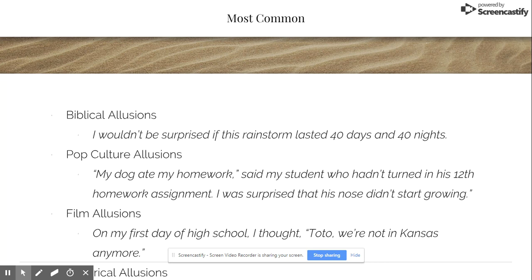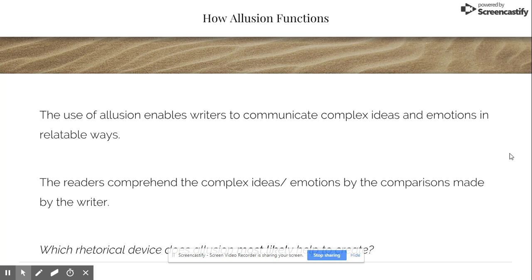Film allusions are really popular as well. On my first day of high school, I thought, Toto, we're not in Kansas anymore, which is a reference to the Wizard of Oz. The use of an allusion allows the writer to communicate some sort of complex idea and emotion in relatable ways. The readers can comprehend the complex ideas and emotions because of the comparisons being made.